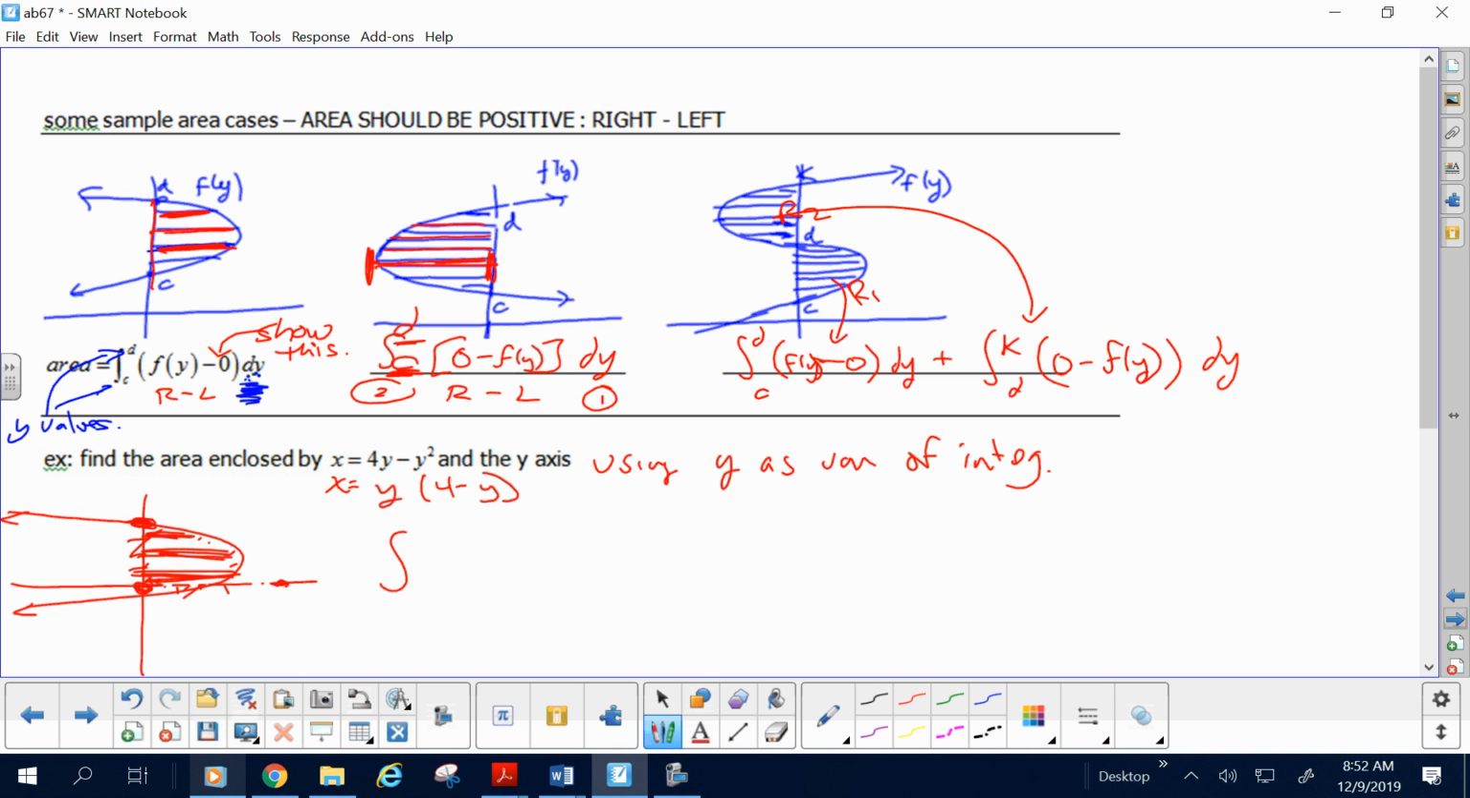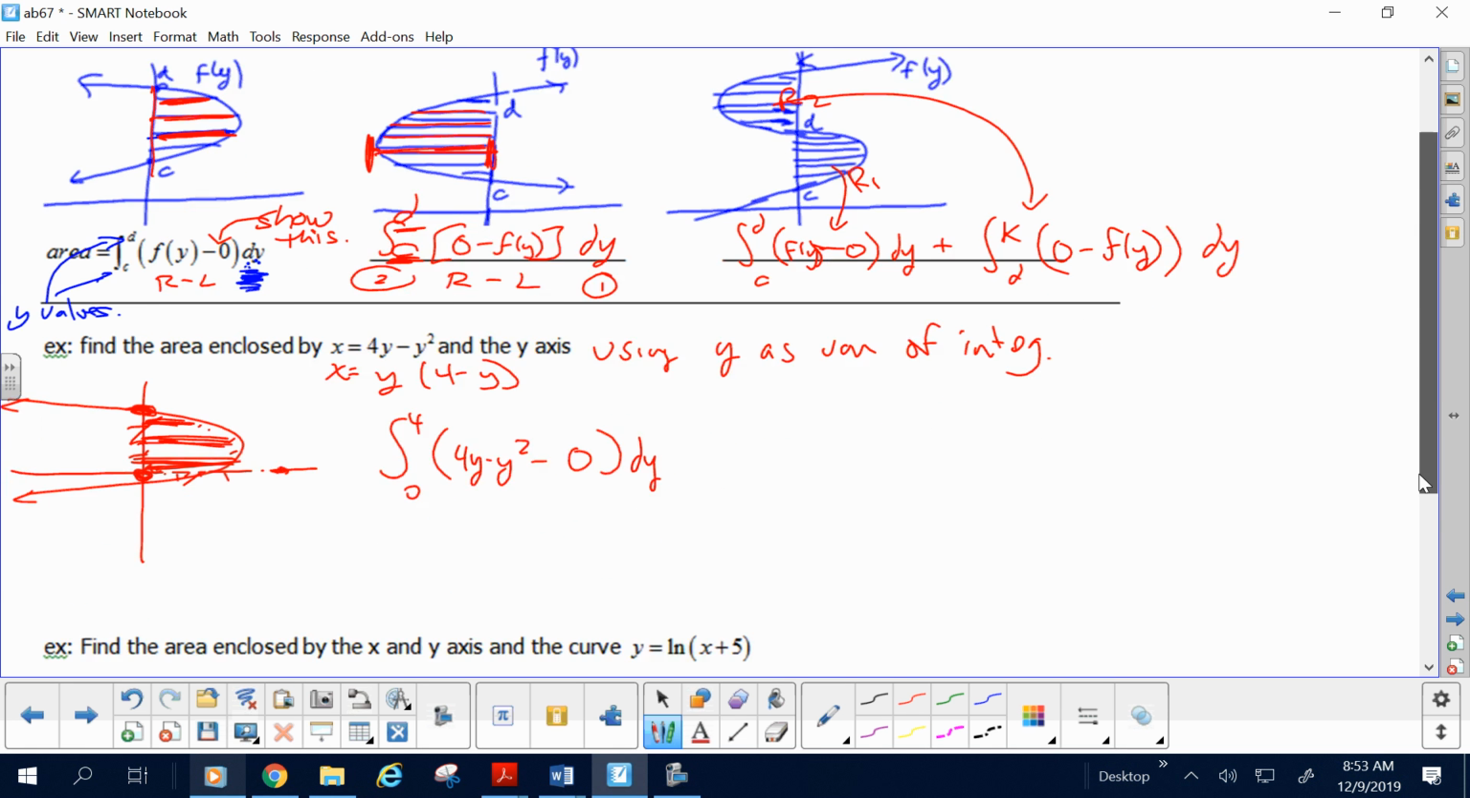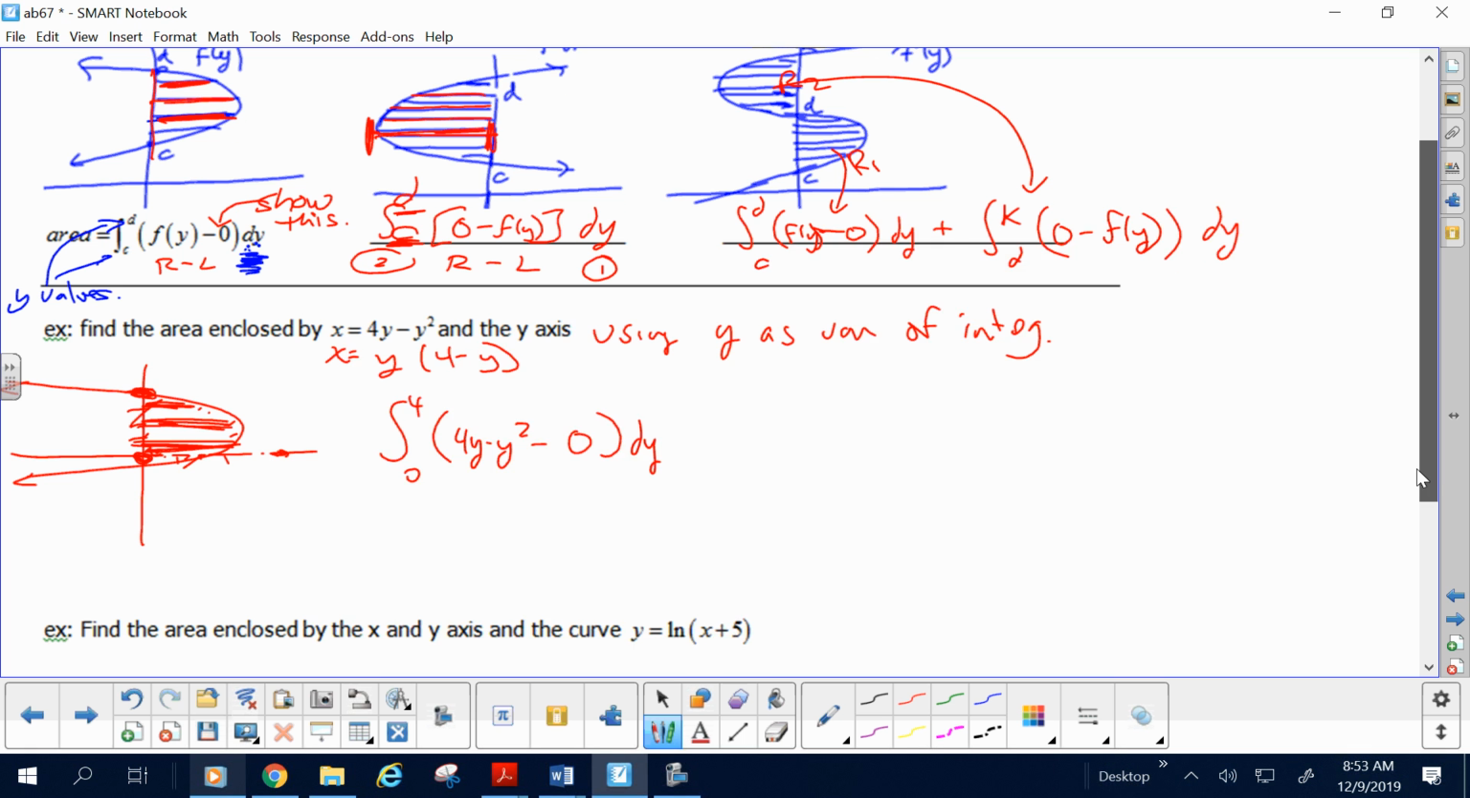All right, cool. Now let's get into this. We're going to sum many rectangles. And because the rectangles go side to side, it must be dy. What are the limits of integration? 0 to 4. Low to high. If you're using y, use low to high. What about the right minus left? 4y minus y squared minus 0. That minus 0 communicates that you learned something from me today and you can follow basic instructions.